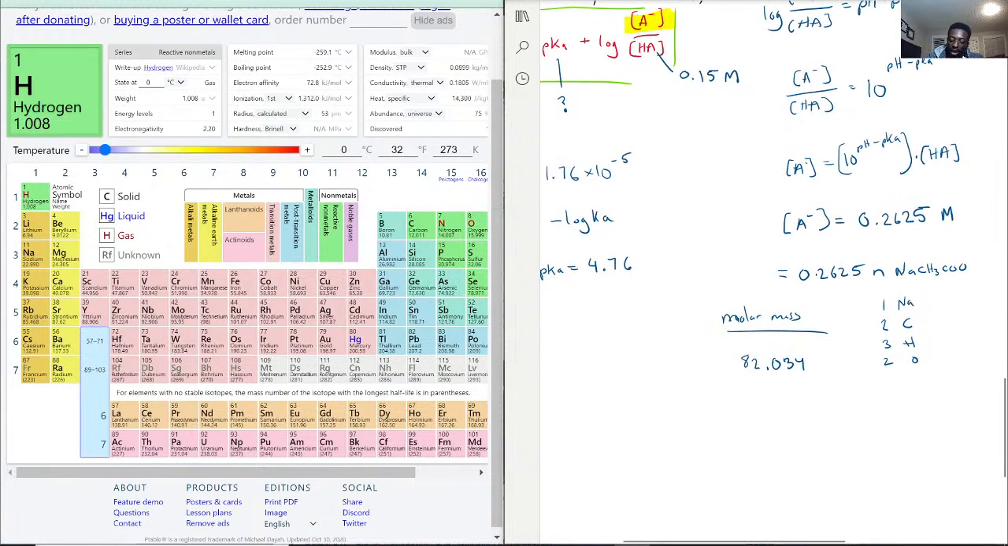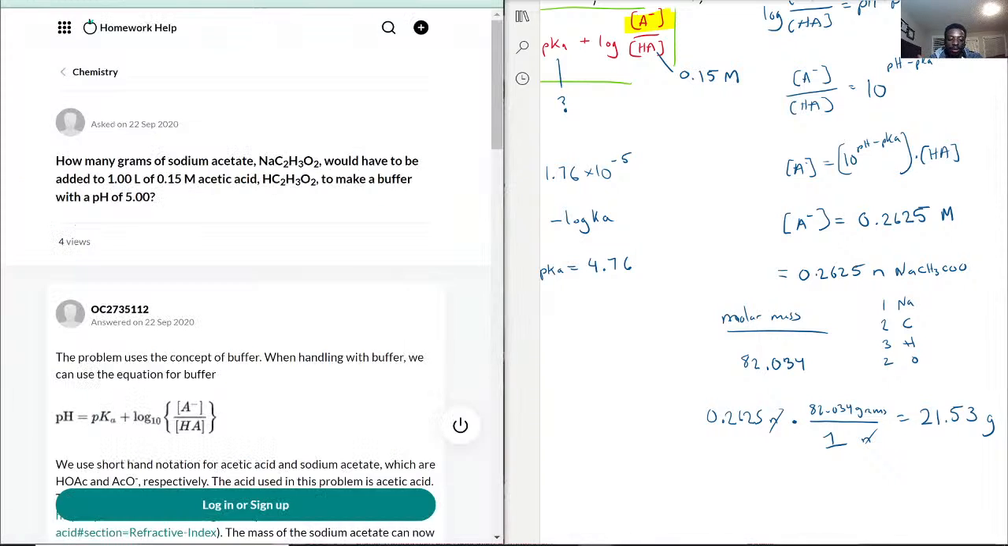So that's the molar mass here, and we have 0.2625 moles. As we know, in order to get to grams, we need grams on the top, which is what we want, and we need moles at the bottom. So 1 mole is 82.034 grams, and these cancel out, and we multiply those together. You need 21.53 grams of sodium acetate to make a buffer solution of pH 5.